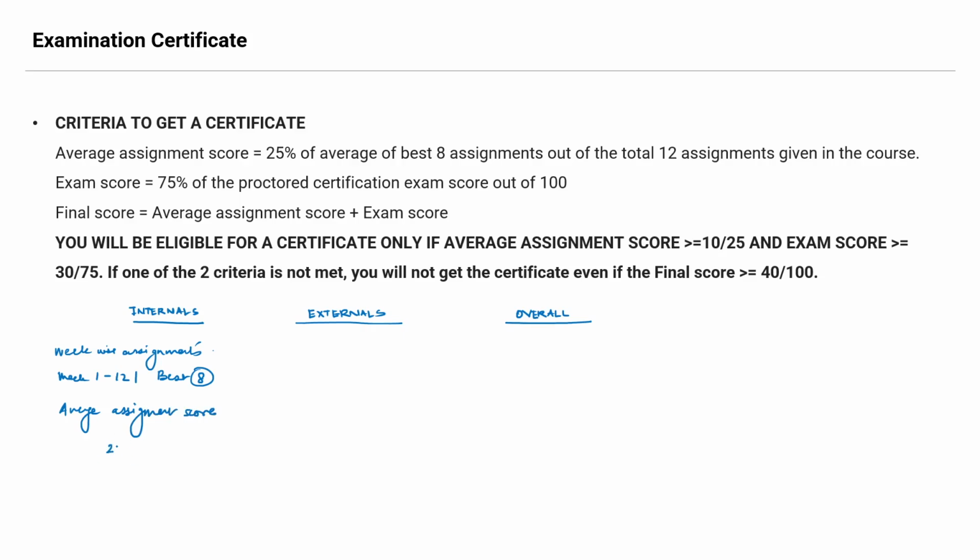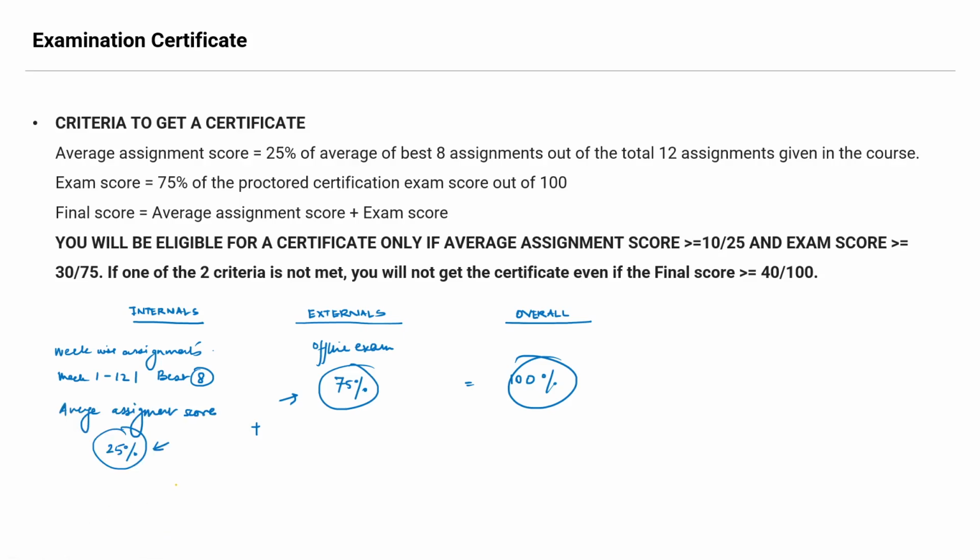And the weightage is 25%. The external, which is the offline exam, happens at a physical exam center, and that's why it gains more weightage, 75%. Both together form your overall score, which is out of 100%. The final score is the sum of the 25% weighted and the 75% weighted.